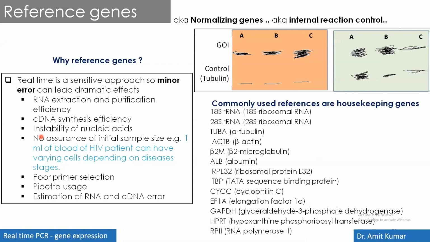Also, because of the poor primer selection, or sometimes what happens is that even if you have done everything correct, there are chances that you can do a pipetting error, or that can lead to the variation in the amount of the sample you are introducing into your reaction, or the template you are introducing into your reaction. Most of the time for the real time or for this kind of assays, we are using 0.5 microliter or 0.2 microliter, and even if there is a slight variation, that can lead to a dramatic change. So that is why we need a reference gene.